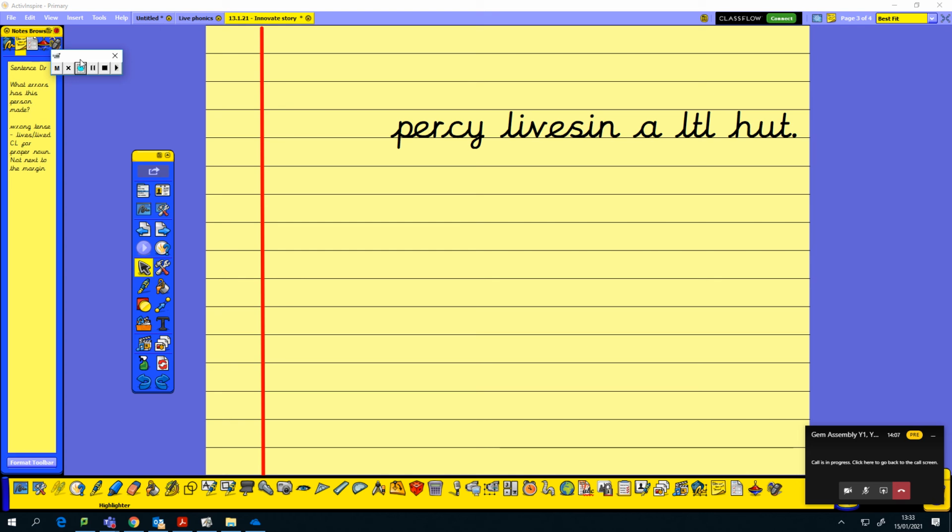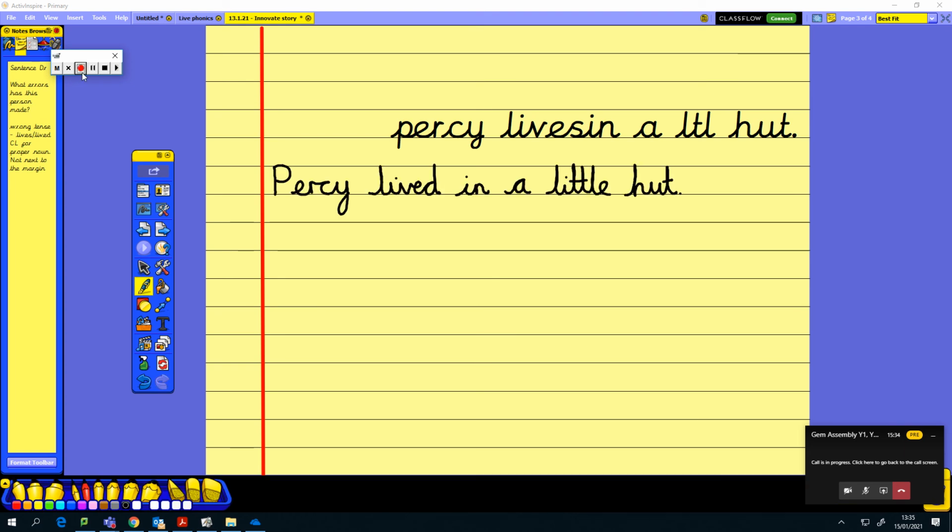Remember, when we write, we need to start next to the margin. Have a look at this one. Have a look at the sentence now. Can you see that we start with a capital letter with the P stood on the line? You have clear finger spaces. We have lead-ins on our letters. And we have a full stop on the end. When we are doing our writing today, try and remember to include these in yours.